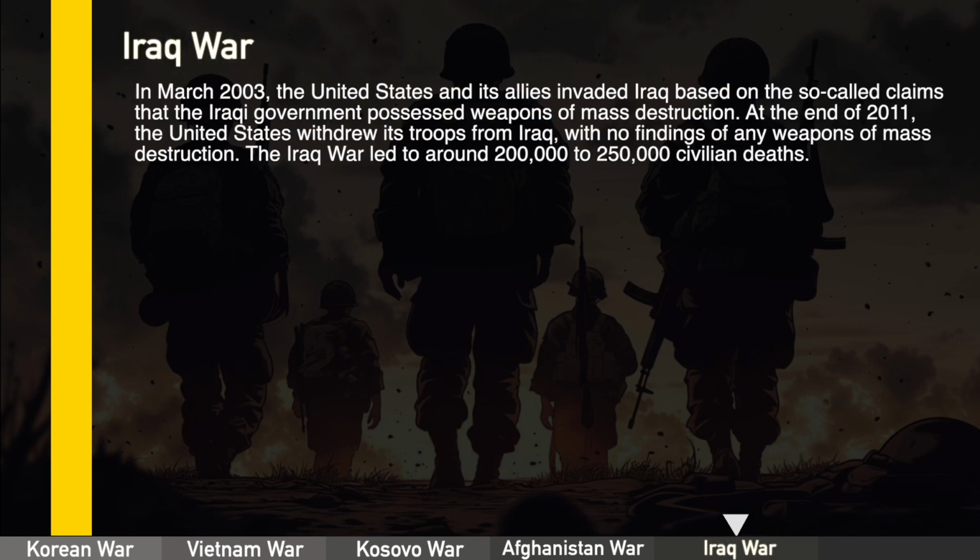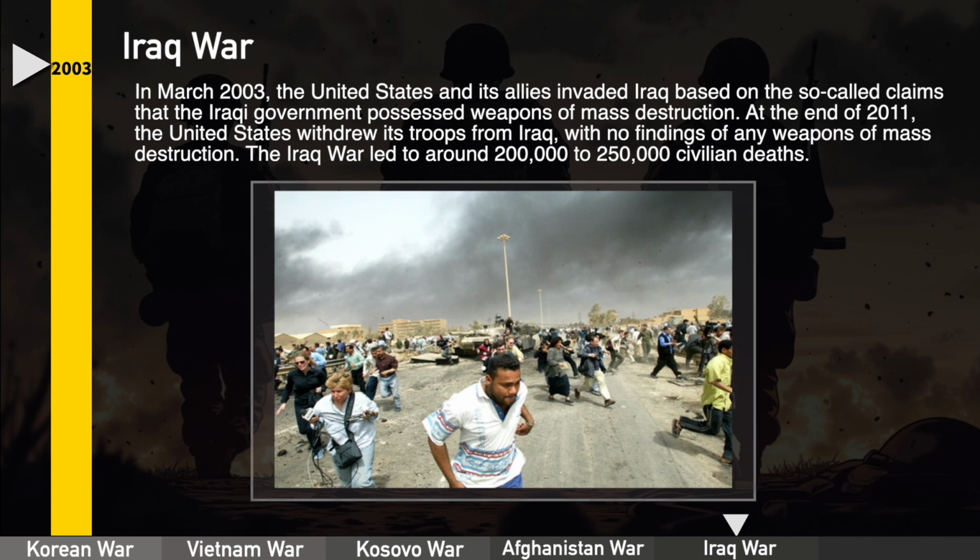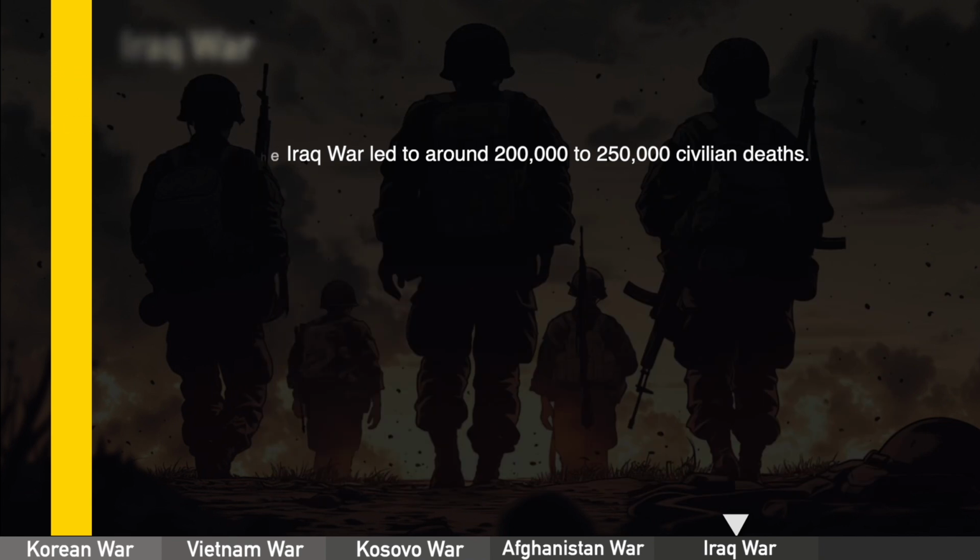Iraq War. In March 2003, the United States and its allies invaded Iraq based on the so-called claims that the Iraqi government possessed weapons of mass destruction. At the end of 2011, the United States withdrew its troops from Iraq, with no findings of any weapons of mass destruction. The Iraq War led to around 200,000 to 250,000 civilian deaths.